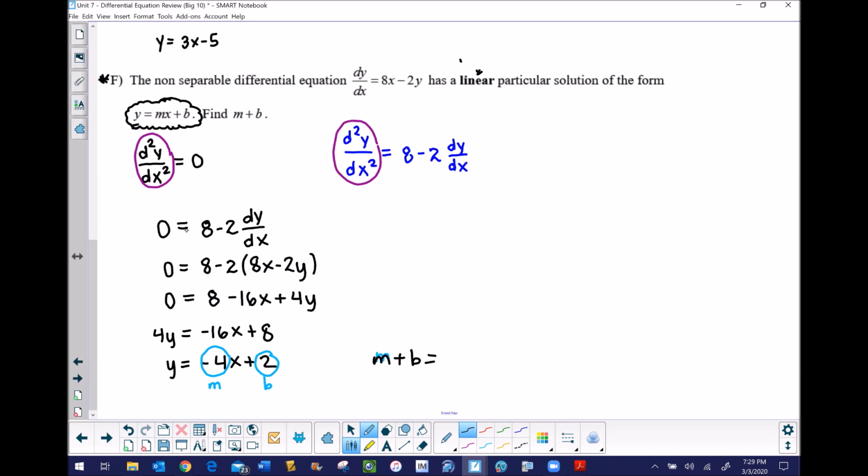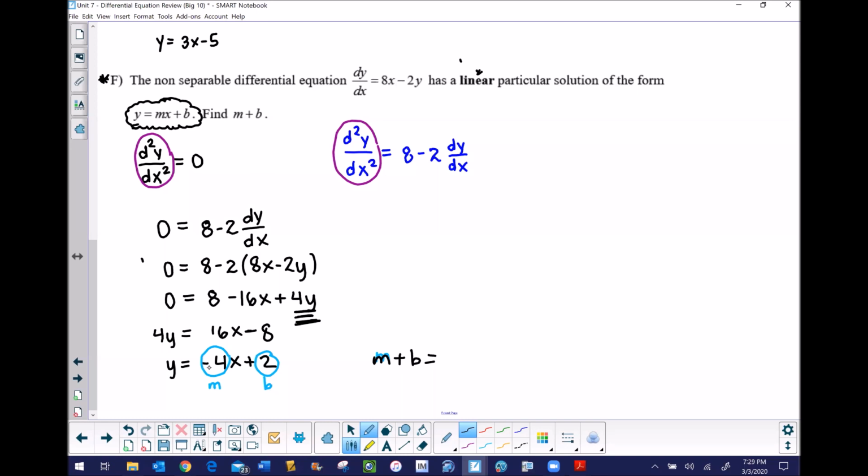What did I do wrong? 8 minus 2 times 8x minus 2y. I distributed a minus. Looks good, looks good. You're right, you guys. When I swung this around, I was kind of careless. If I were to keep the 4y on this side, sorry, I do have to add 16x over. There, I added it. And I have to subtract the 8 over. Now I can spin it around.